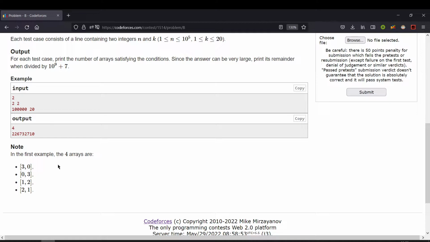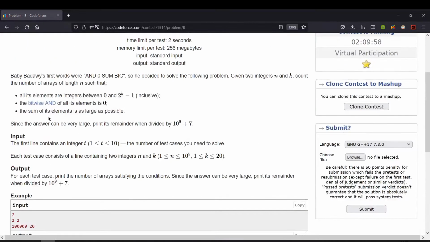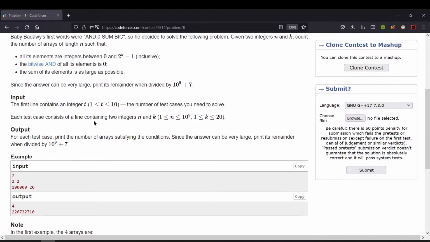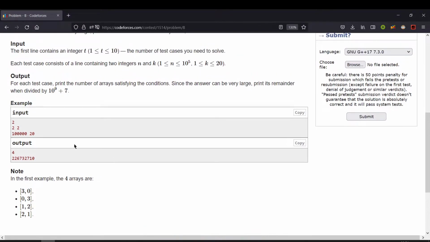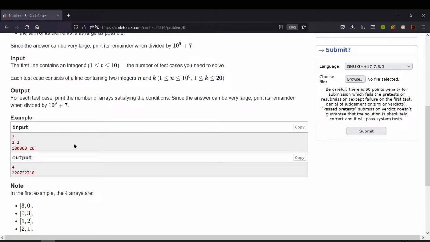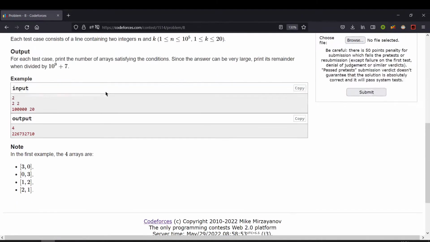For example, n is 2 and k is 2, and the AND should be 0. The elements can go from, okay, it's 2, right? So 2 to the power 2 minus 1, so it can go from 0 to 3. Sum of its elements is as large as possible. Okay, so what's the maximum possible sum for an array with all its elements as 2 to the power k minus 1? It will be 3 plus 3 is 6. Okay, the thing is, it will not be having an AND value of 0.